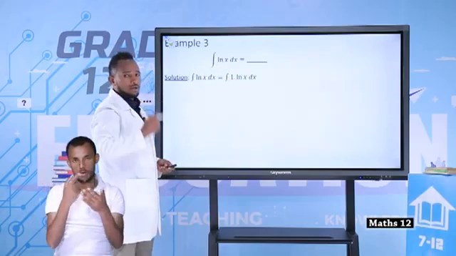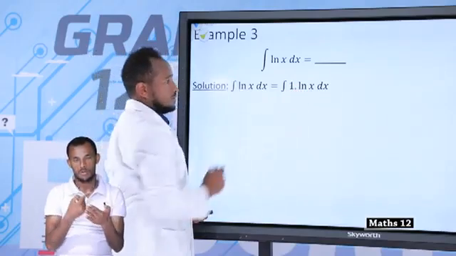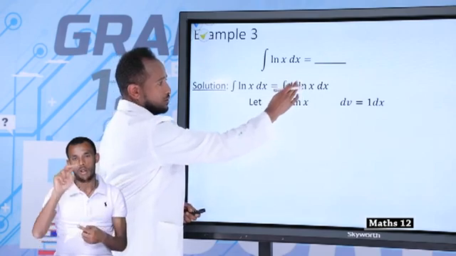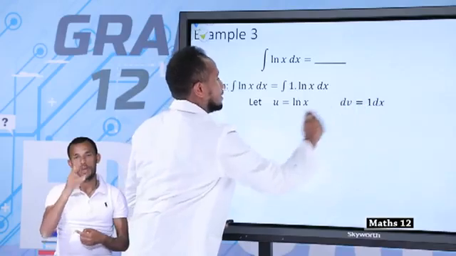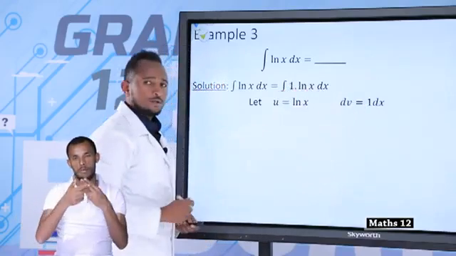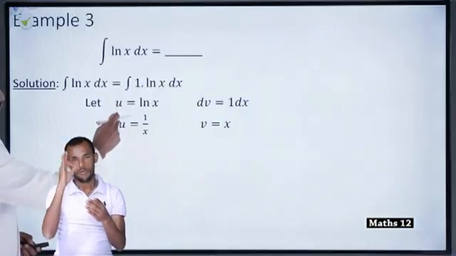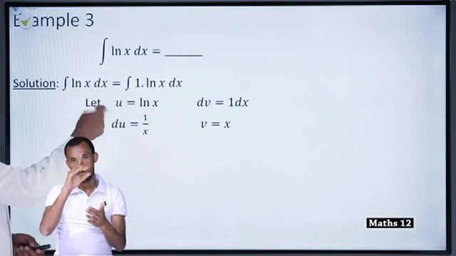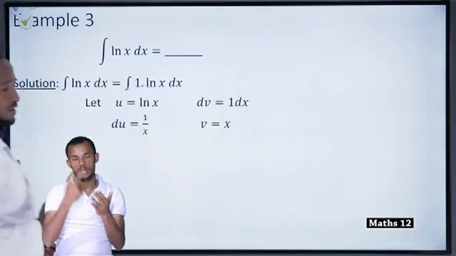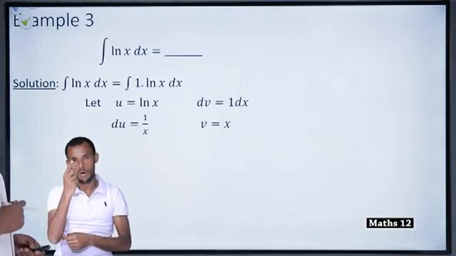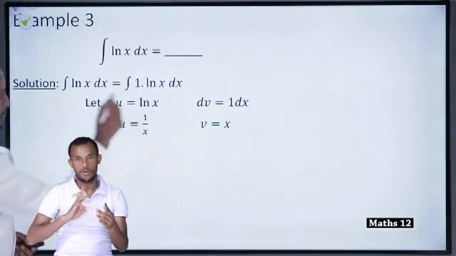It is 1 times ln x dx. So from this, let u be ln x, and dv be the other part, 1 times dx. From this you can find the derivative of u, the derivative of ln x, which as you remember is 1 over x, and the antiderivative of 1 is x. Next, apply the formula.